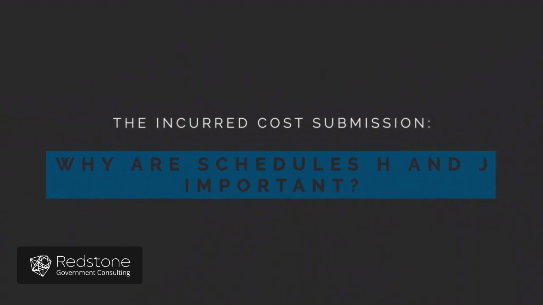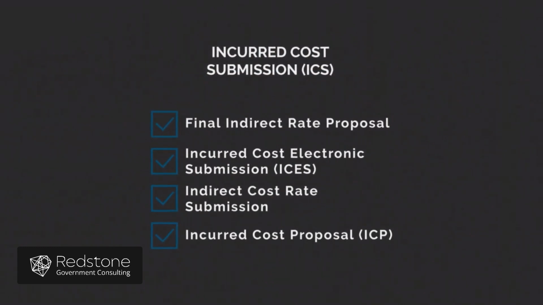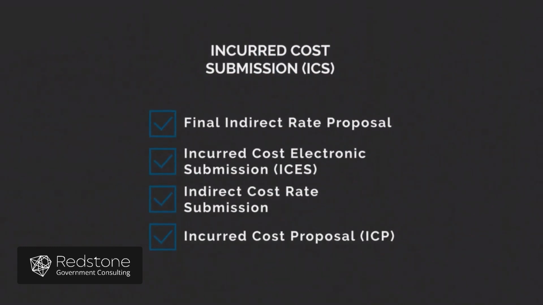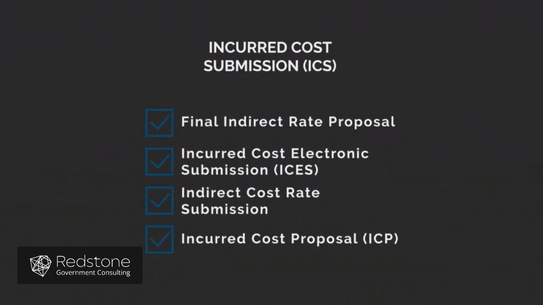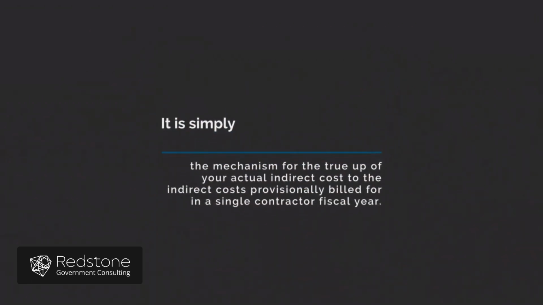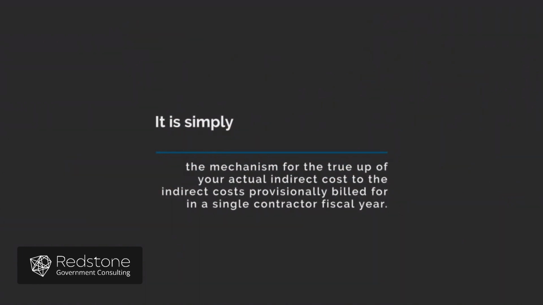The incurred cost submission goes by many names and acronyms, including Final Indirect Rate Proposal, Incurred Cost Electronic Submission, Indirect Cost Rate Submission, Incurred Cost Proposal, ICES, ICS, or ICP. Regardless of name, it is simply the mechanism for the true-up of your actual indirect cost to the indirect cost provisionally billed for in a single contractor fiscal year.